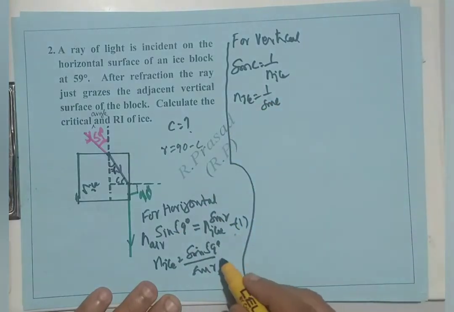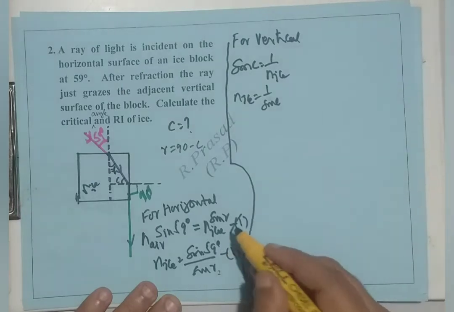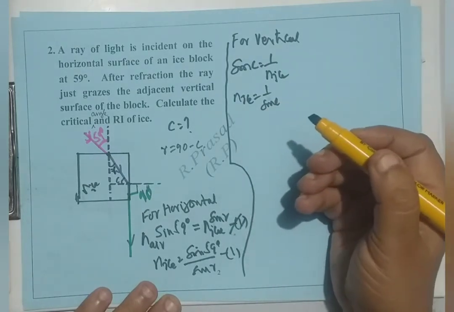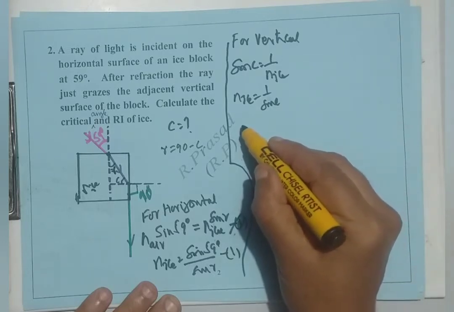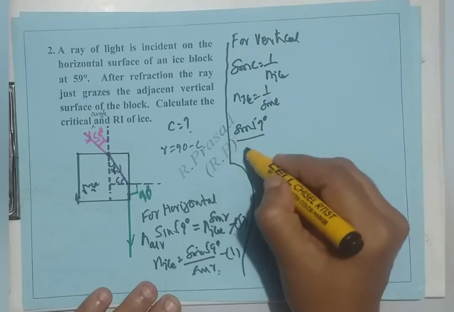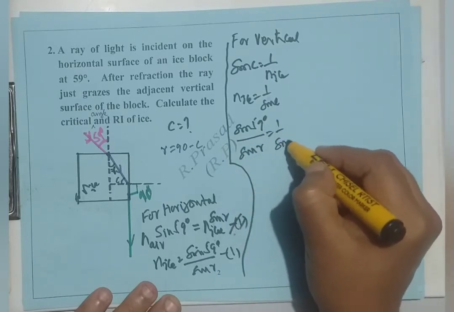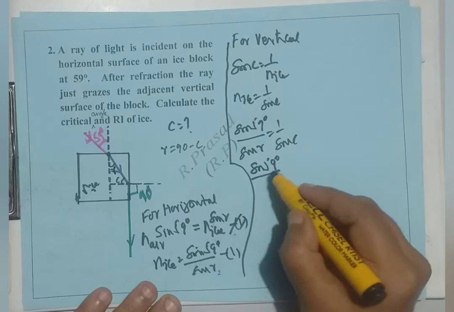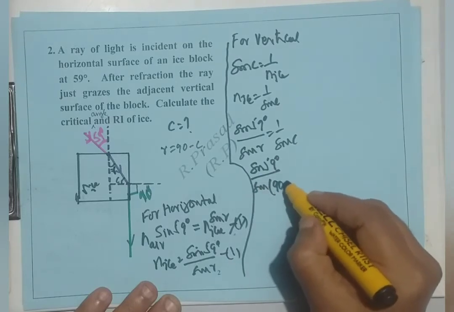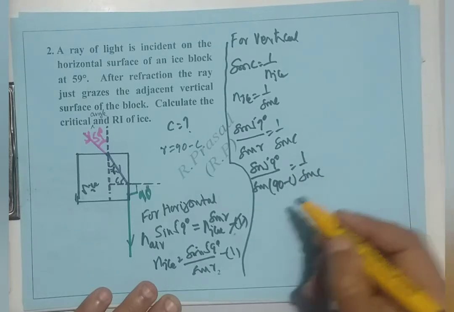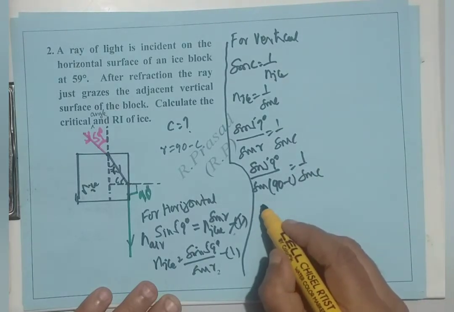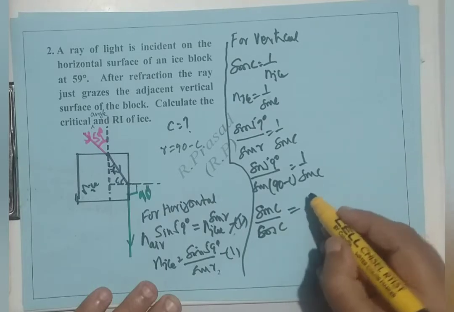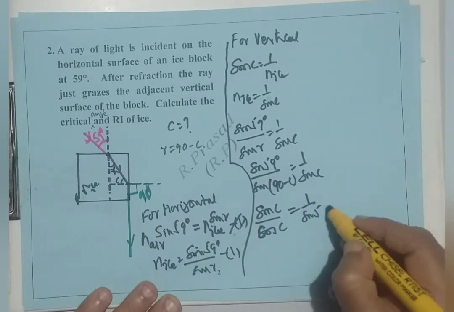Substituting back to this equation, say we call this as 1 and this as the N ice equation, we get sin 59 degree by sin R equals 1 by sin C. But R, as we have written, is 90 minus C, so sin 59 degree by sin 90 minus C equals 1 by sin C. Therefore, we can write sin C by cos C, since sin 90 minus C is cos C, as 1 by sin 59.